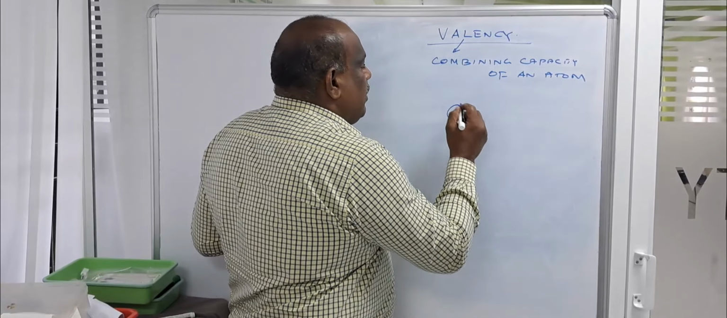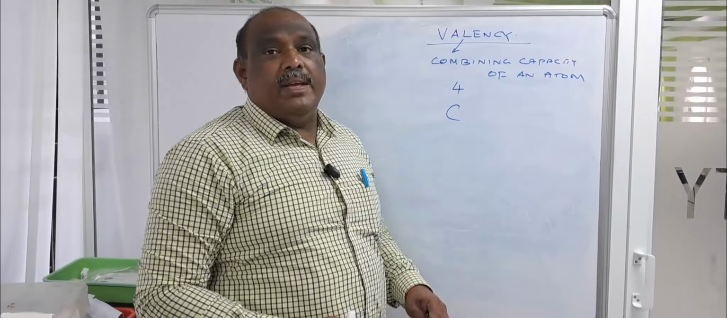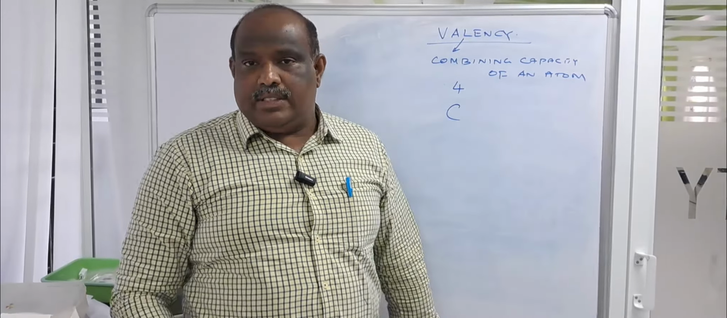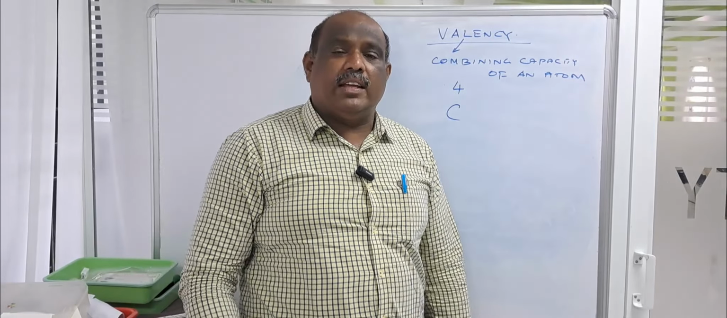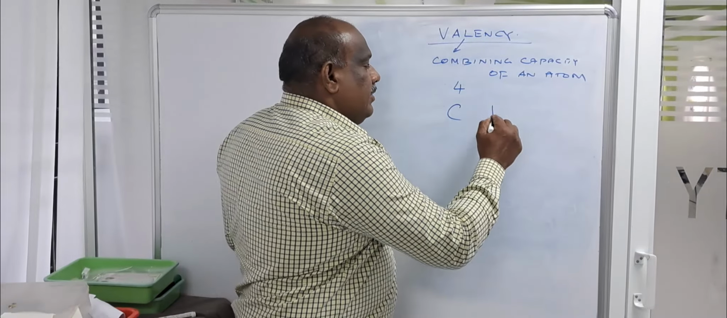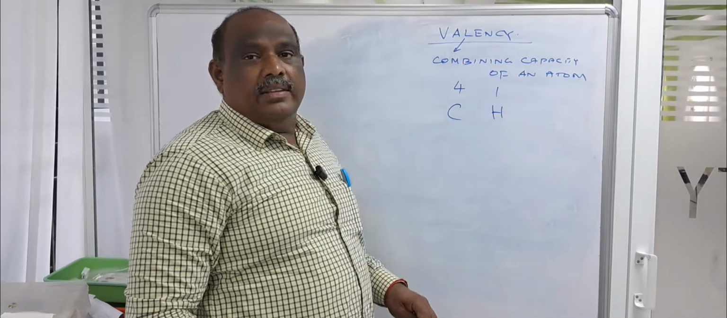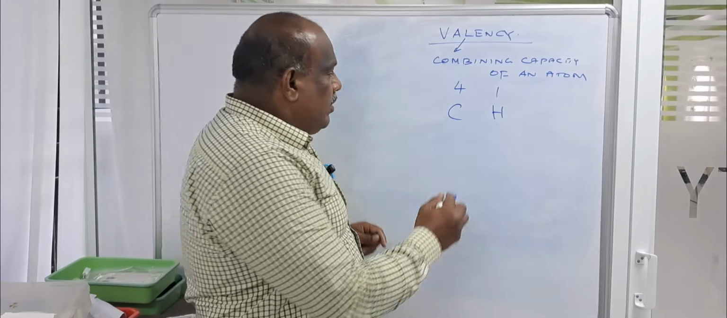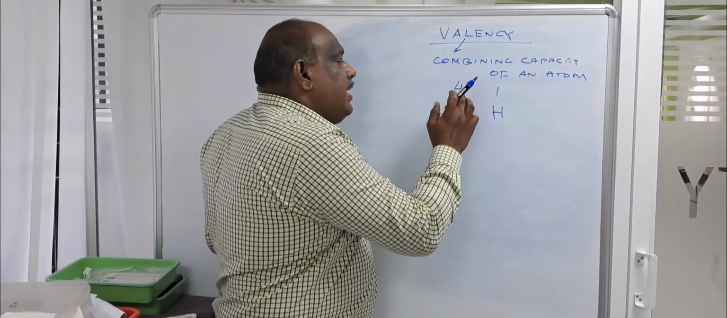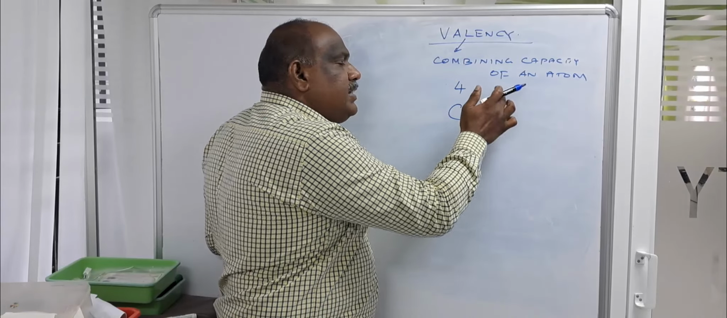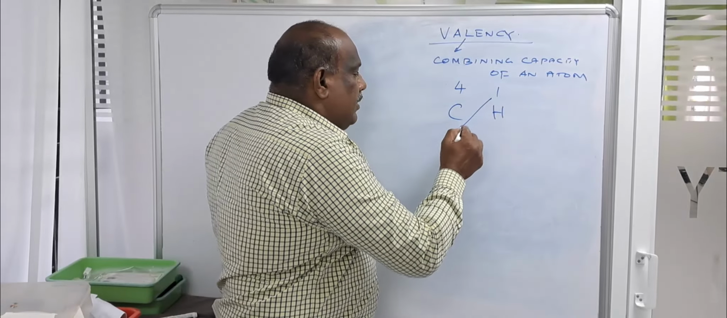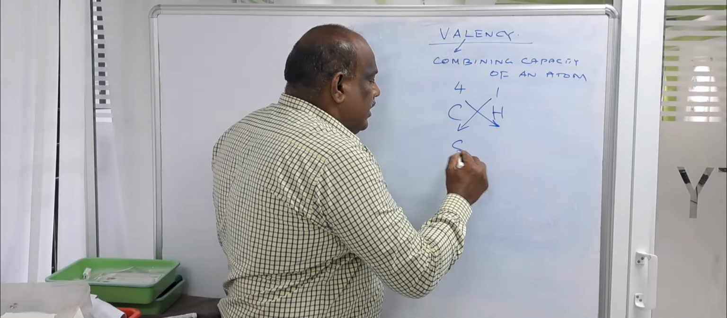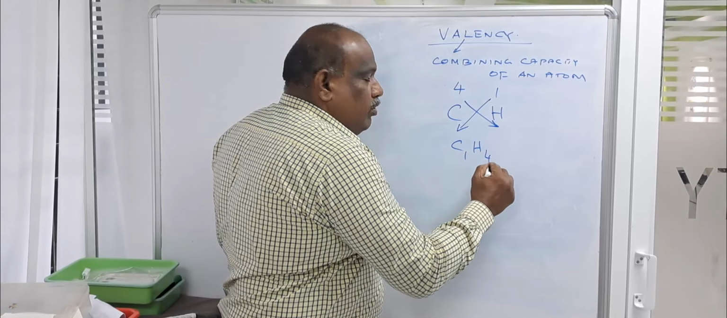So what is the valency of carbon? 4. Which means it can combine with 4 other elements. What is the valency of hydrogen? 1. That is, hydrogen can combine with only one element. So when I'm writing, please write the corresponding valency above each element and cross multiply. Then we'll get the formula C1H4.